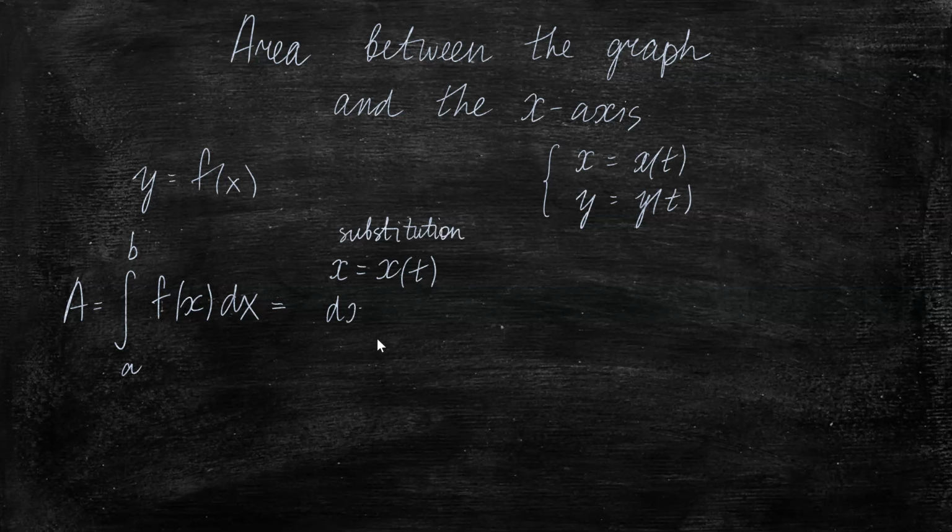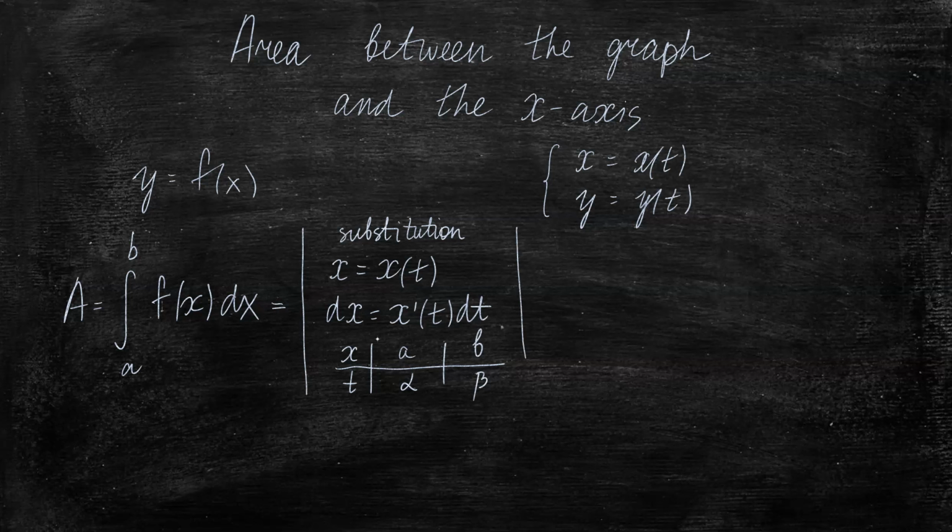we're going to differentiate it, and we're going to end up with this, and we're going to change the limits of integration. So let's say when x is a, the t value is alpha, and when x is b, the t value is beta. And when we do this substitution, we end up with the following integral, which we are going to use as our answer to the question above.